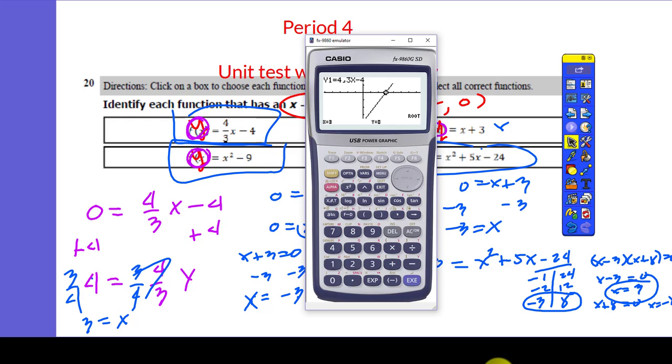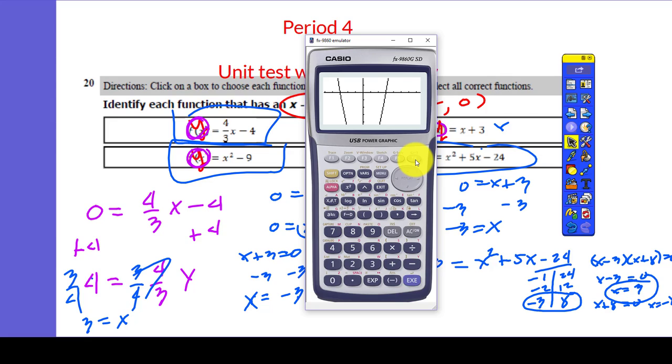Alright, now check the other option. Just go back, exit, then go up, and then just type it over. X squared minus 9, EXE. You draw again, and then you will have a graph.